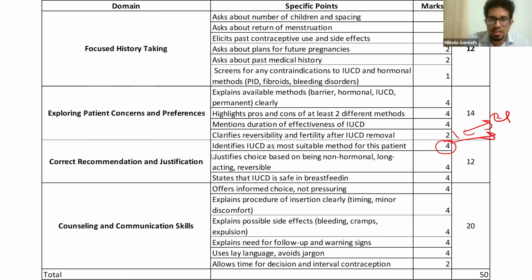Sometimes they might have single mark station criteria as well. If there's one criteria, they will have one tick, and that is 1 mark. So they might have that as well. We are not exactly sure how the marking scheme will be, but what we do know is that it will be structured like this. So you need to hit all these points, you need to give all these points in your history taking or in your counseling session to be eligible to take these points, right? Okay, so let's go on to the next station.